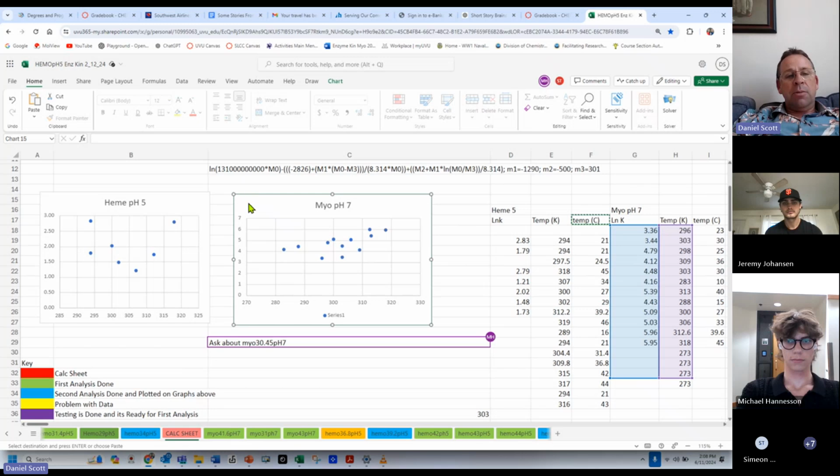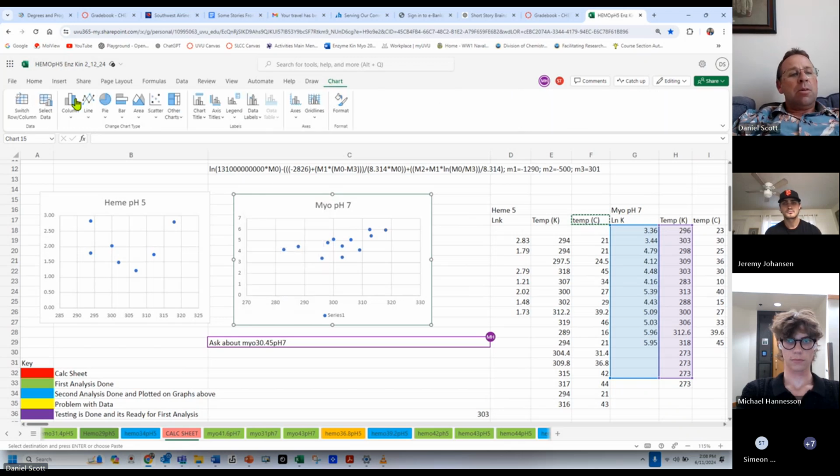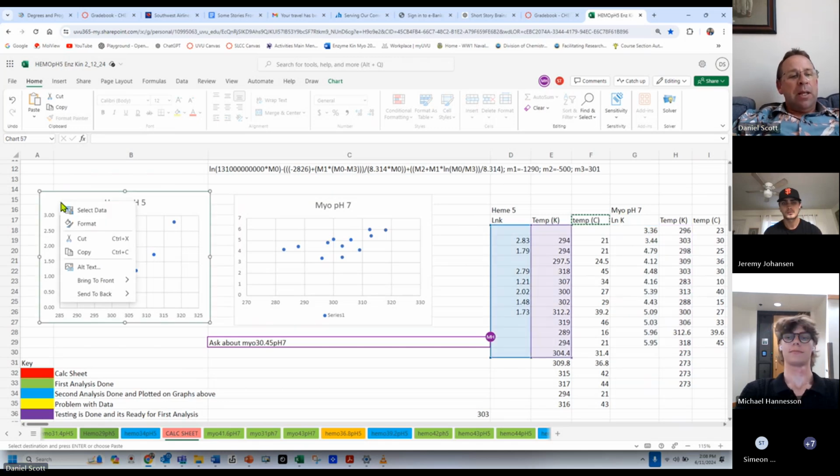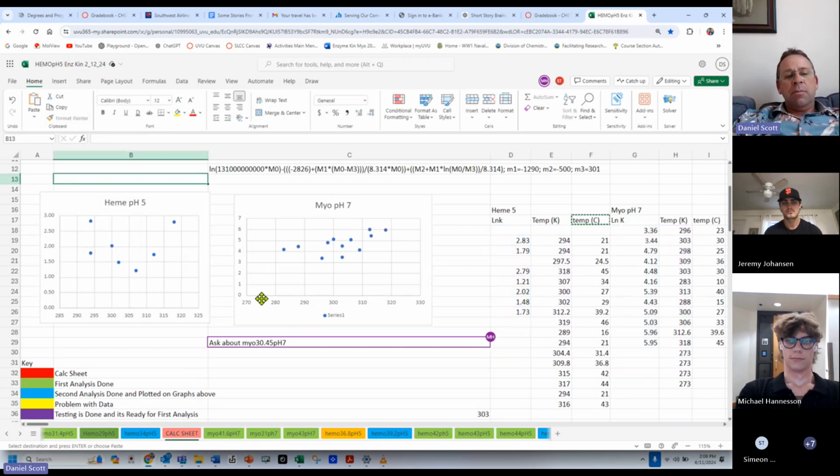See if I can do that really quickly here. That's something that's going to take more time than I want to spend right now. Yeah, I can't do that very quickly in this wonderful Microsoft 360. I can't see where to do that. But on the x-axis, we have temperature in Kelvin. And on the y-axis, we have the natural log of the Vmax.